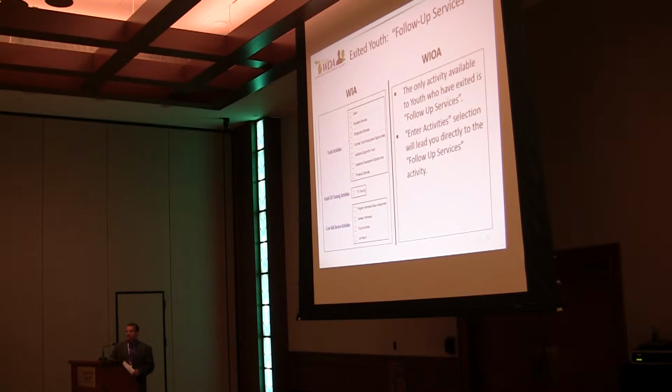Another change: when you have a legacy WIA person, someone who's already exited, after July 1st, when you try to go to the enter activities screen for that person, you're no longer going to see the entire list of activities like you see right now. Since that person has exited, the only activity that can be entered is the follow-up services. So you're going to be taken directly to the follow-up services activity to create a new one. So again, you've got a legacy WIA person, after July 1st, they've exited, and you're trying to put in an activity. The only activity that will be allowed will be the follow-up services.